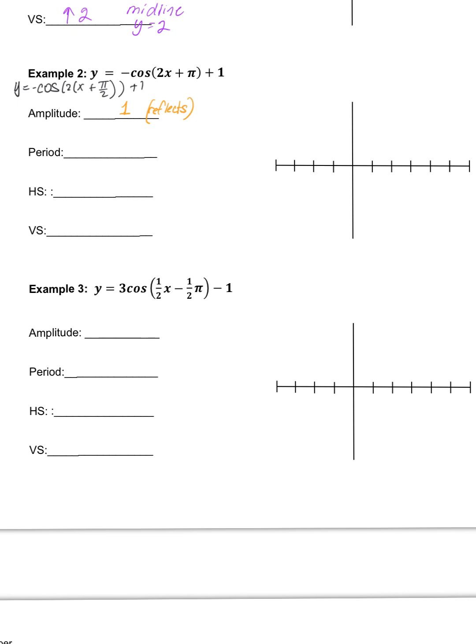Period. Well, our b is 2. So again, it's 2 pi divided by 2, which equals pi is our period. And again, we're going to count by pi over 4. Okay. Horizontal shift. Do we have a horizontal shift? Yes, we do. But it's shifting to the left pi over 2. Okay. And then our last one we have here is, do we have a vertical shift? Yes, we do. We're going up 2.